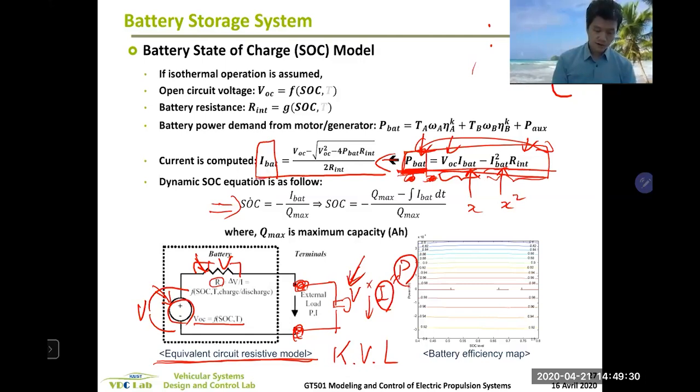And then once we find the battery current, now what? Well, we are interested in state of charge, right? What is the definition of state of charge?